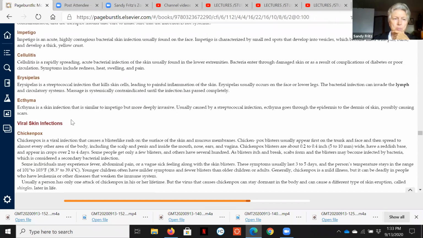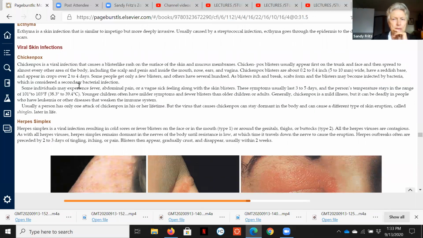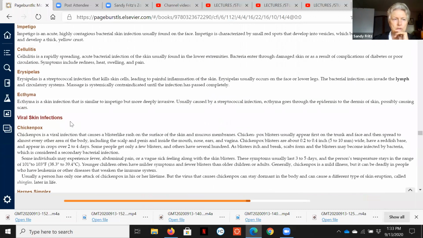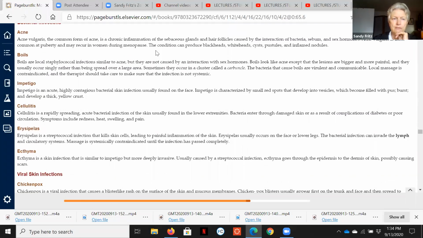And then we also have viral skin infections. And viruses often, when they become active, erupt onto the skin. Chickenpox, herpes simplex 1 and 2, and then they'll sometimes go run back and hide someplace and then show up again. And these viral infections can be really contagious, as can the bacterial infections. Because staph is very common, various staph infections.